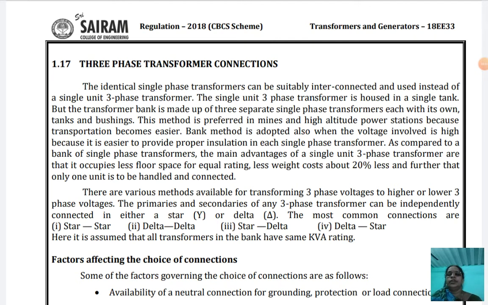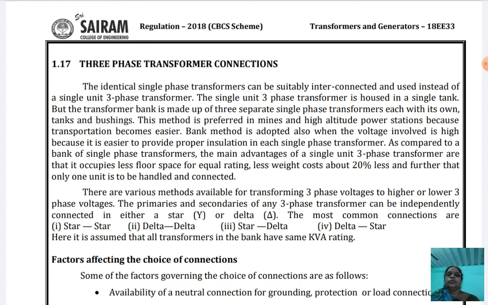Dear student, now I give a lecture on three-phase transformer connections. That is, transformer connections for three-phase operation: star-star, delta-delta, star-delta, delta-star, zigzag-star, and then the V-V connection and the Scott connection. Everything we will study in this lecture video.